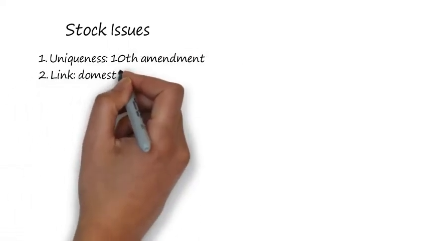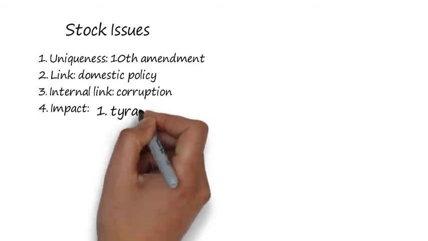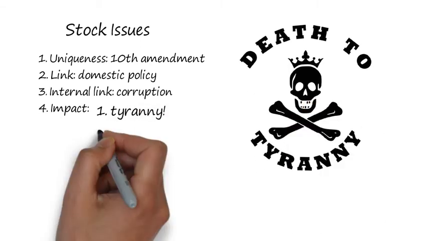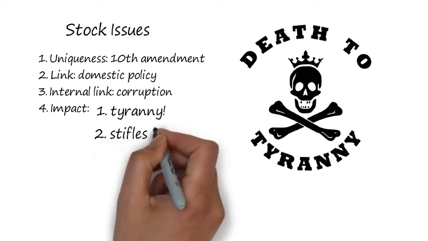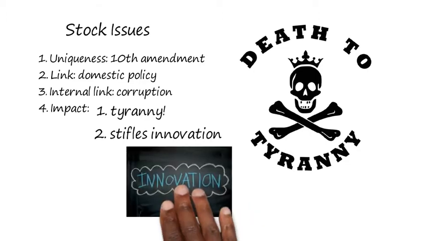This leads to the impact, which is typically tyranny. The earliest debates between Federalists and Anti-Federalists were steeped in what was the best strategy to avoid tyranny, because the people who fought the Revolutionary War were very skeptical of powerful governments.